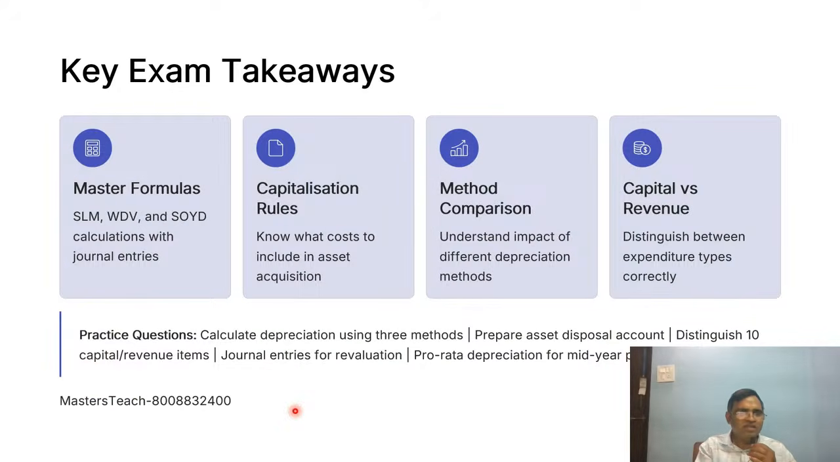So what we have learned is the straight line method, then the written down method, then the SOYD calculation, and the capitalization rule. We also compared different depreciation methods, and discussed capital versus revenue. Try to calculate different methods of depreciation, and also prepare the asset disposal account. Write at least 10 capital and revenue expenditure items. For the general entries, go through any standard books and try to fill in all the answers, that will be helpful to you.